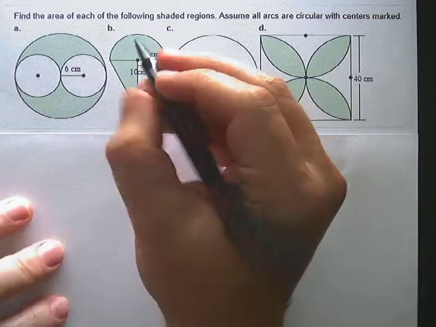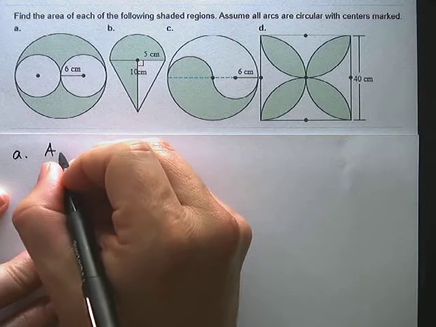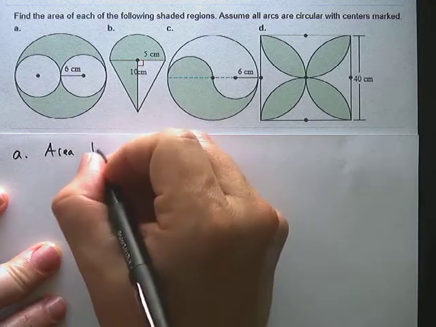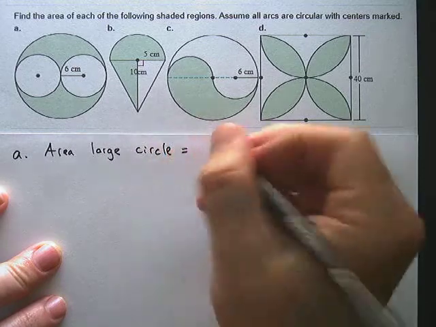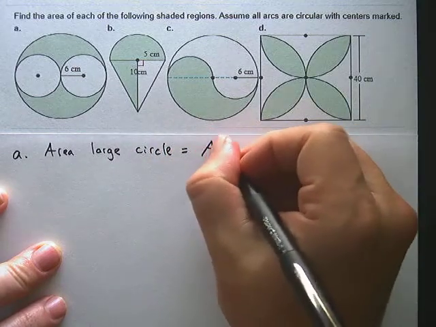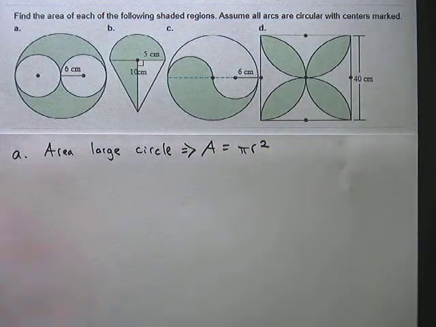So what we need to do for A is we need to figure out first the area of the large circle. In order to figure out the area of the large circle, remember that A is equal to pi r squared. We need to figure out what the radius is. We're given the radius of the smaller circles, that it's 6.